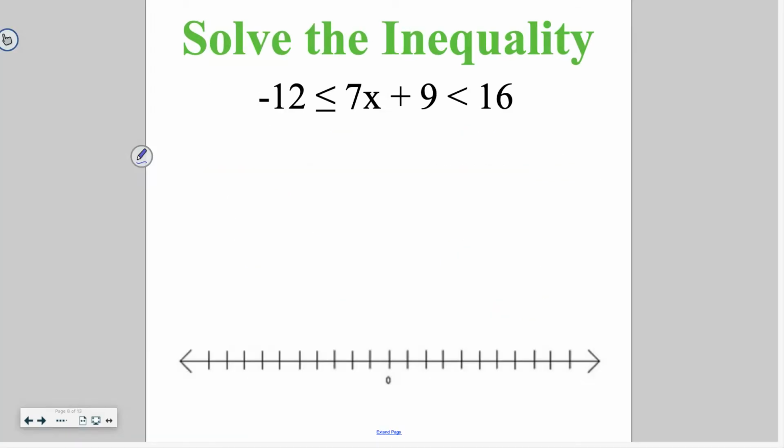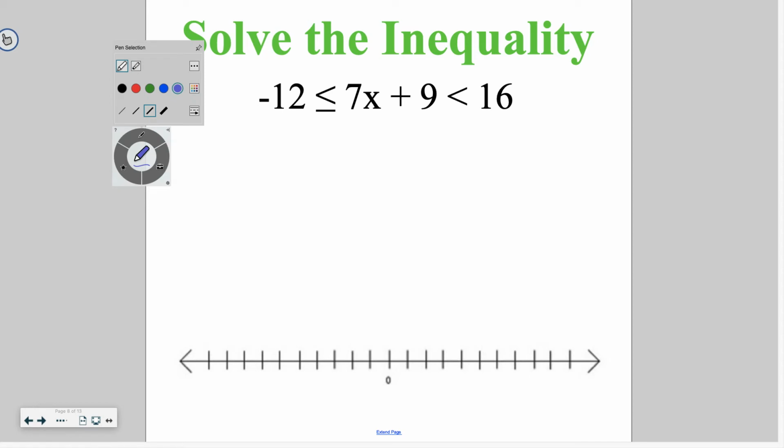Looking at and, there are 2 different ways that this could be written out. This is the first way, where it doesn't actually use the word and. It's saying negative 12 is less than or equal to 7x plus 9, which is less than or equal to 16. You could break this up into the and inequality, or you can solve it all at once.